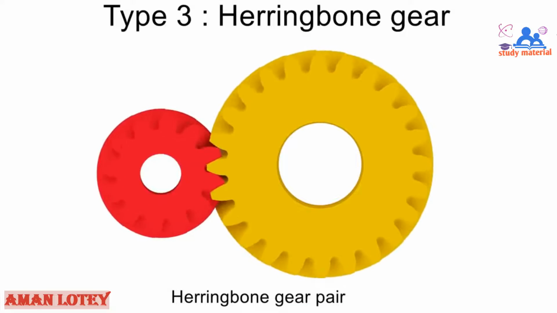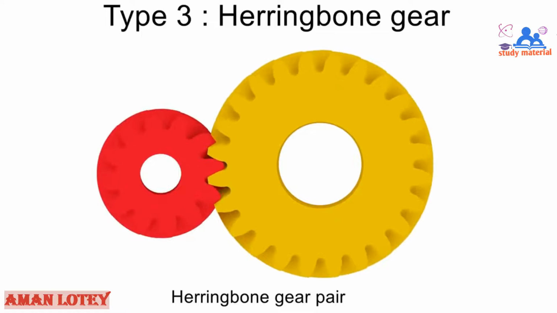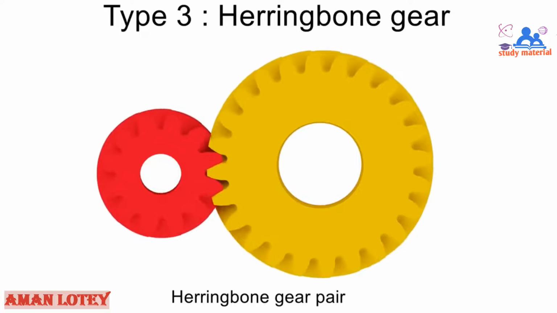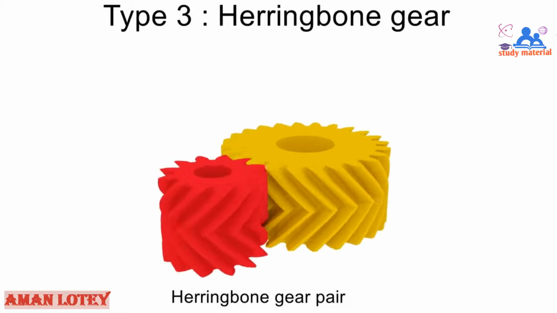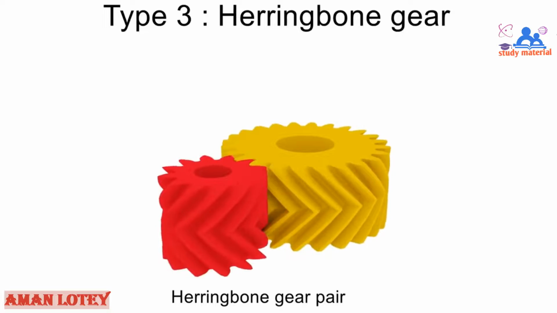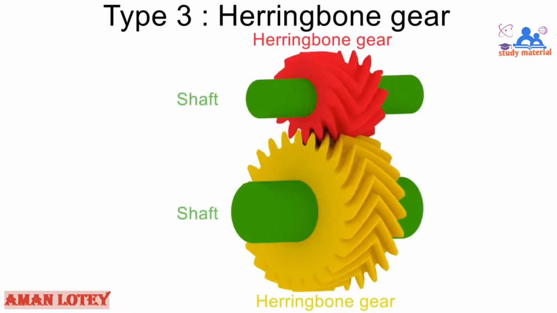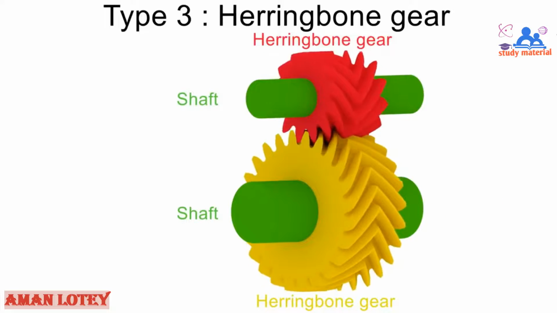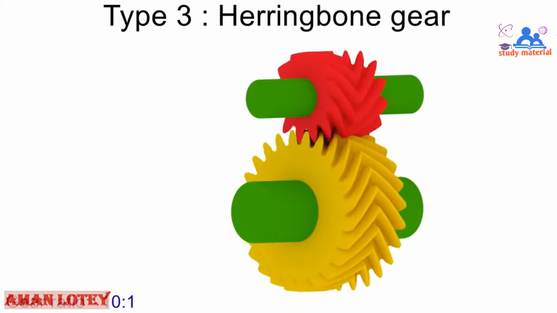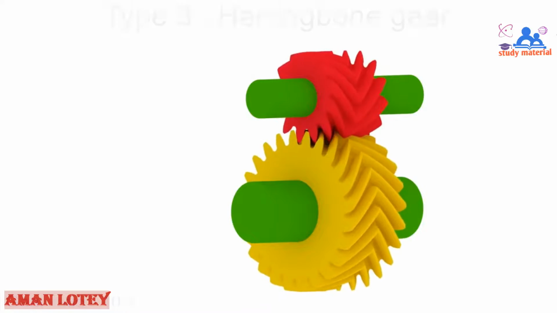Third is herringbone gear. Herringbone gear is nothing but double helical gear. This gear pair is also used to transmit the power and motion between two parallel shafts. Herringbone gear has opposite helical teeth. Gear ratio of herringbone gear is 10:1.